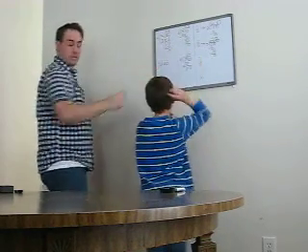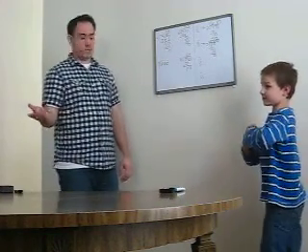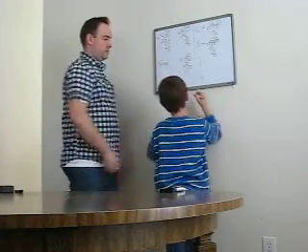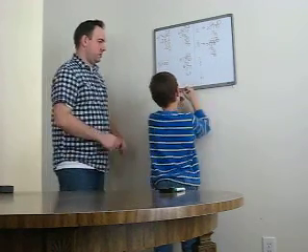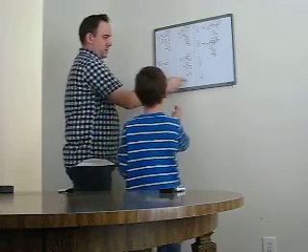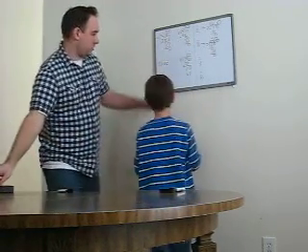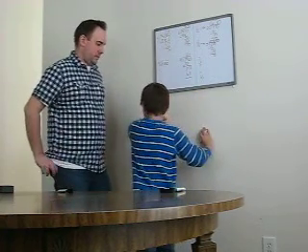Okay, 9 times 7 is? 63. So write 63 under here. Here, use this one. This one works a little better. Okay. Now subtract again. Just subtract again. Okay, what's 70 minus 63?